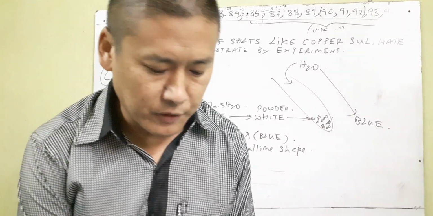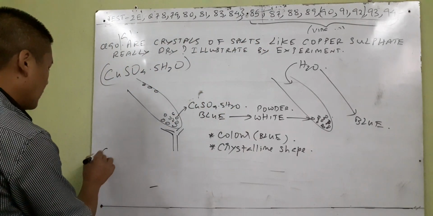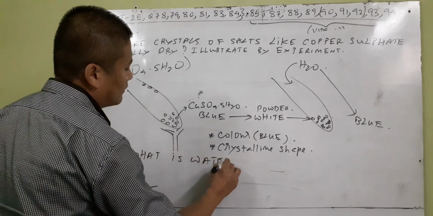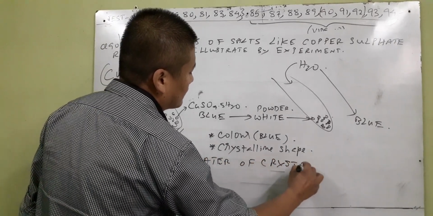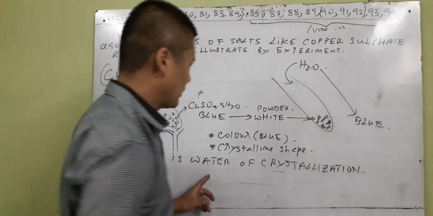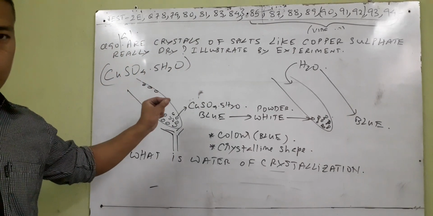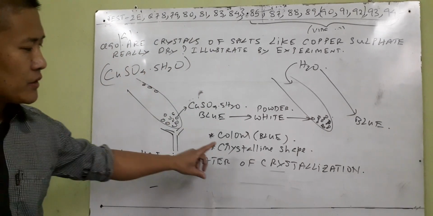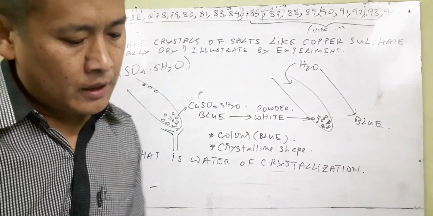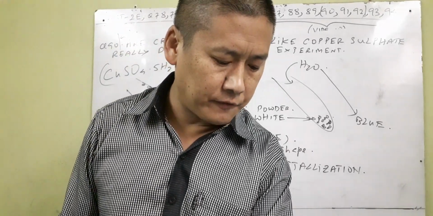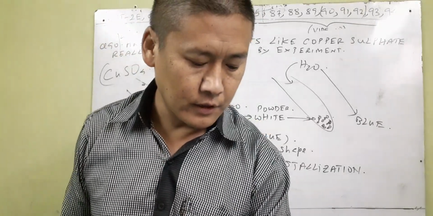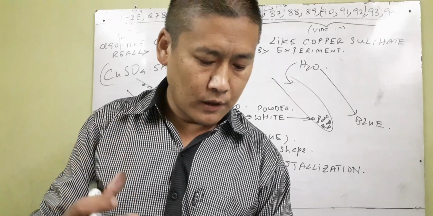Okay, 91. Let me write the question number 91. What is water of crystallization? The answer is here. Water of crystallization is the water molecules present in one formula unit of a substance that is responsible especially for the crystalline shape and also imparting color in some cases. The exact definition in the text is that water of crystallization is the fixed number of water molecules, 2 or 3 or 5, here copper sulfate has 5 water molecules in one formula unit of a salt.